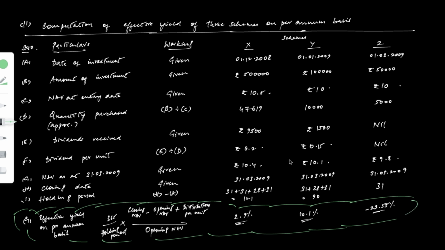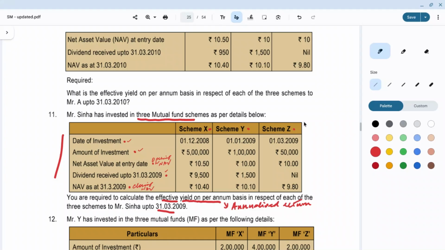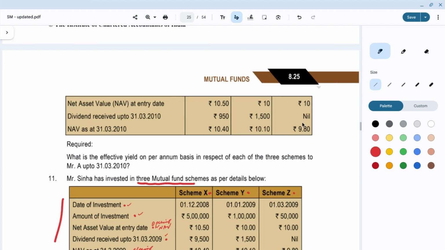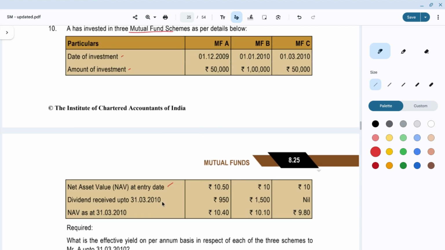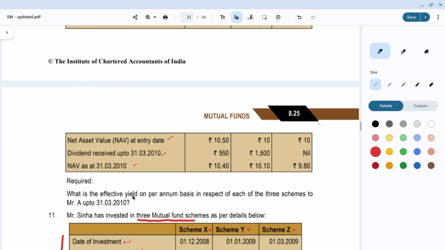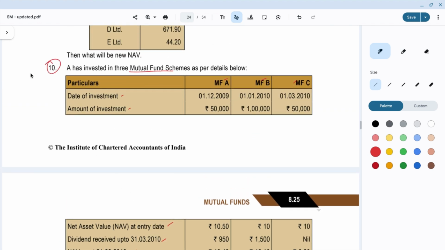So this is the solution. Also, let us see problem number 10. A has invested in three mutual fund schemes as per details below. Date of investment, amount of investment, NAV at entry date, and dividends received up to 31/3/2010. NAV as at 31/3/2010 are given for MFA, MFB, and MFC. What is the effective yield on per annum basis in respect of each of the three schemes to Mr. A up to 31/3/2010? It is exactly the same as problem number 11, so we are skipping this.